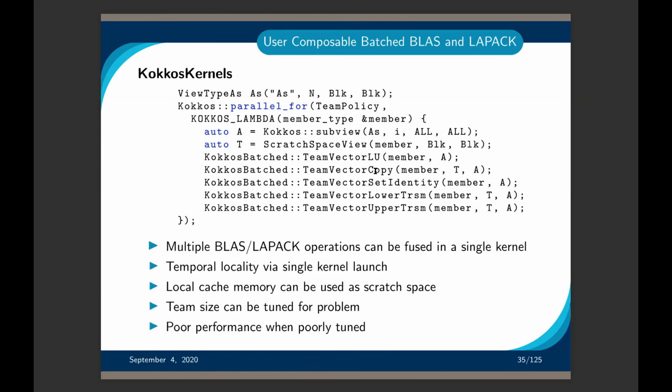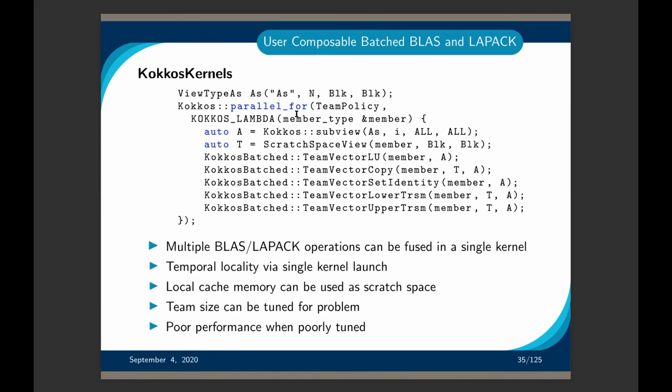So we need a temporary matrix copy, and A is copied to T. And we put the identity into A, and then we perform the lower triangular solve and upper triangular solve. It will invert this matrix A and then store the inverse into A. So as you see here, in the Kokkos kernels, multiple BLAS and LAPACK functions are fused in a single parallel for. In this way, we can use temporal locality, and also we can use the local cache memory as a scratch space.